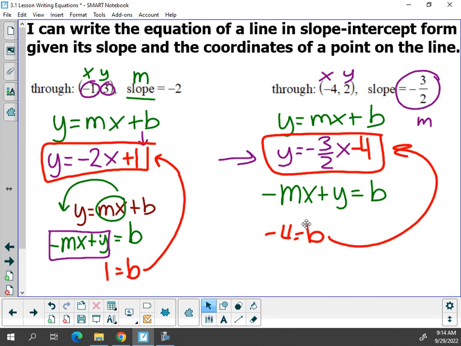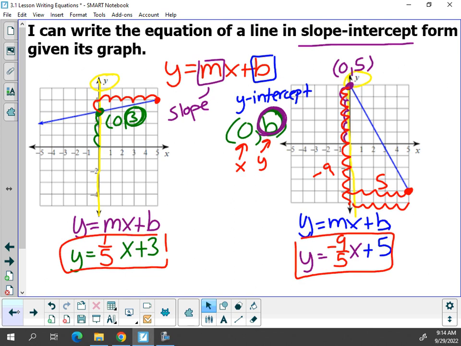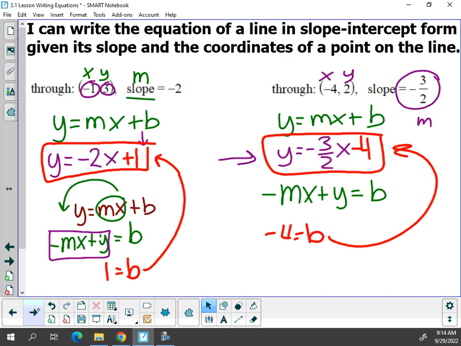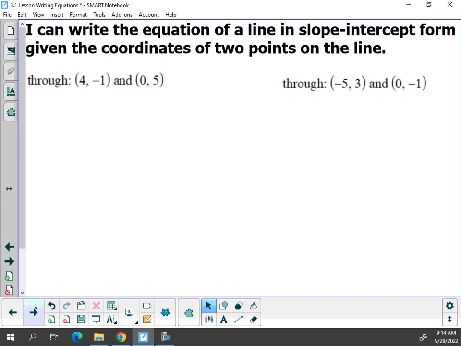And so again, all we need is the slope and the intercept. When we have the graphs, we can pick them off the graph. When we're given the slope, we can use that slope, and then we can use negative mx plus y to use our point to figure out what b is. And so then the next step would be, I'm given 2 points on my line, xy, xy. And so I need to know what is the slope. I need to know what is the intercept. So we kind of have to do 2 things here.